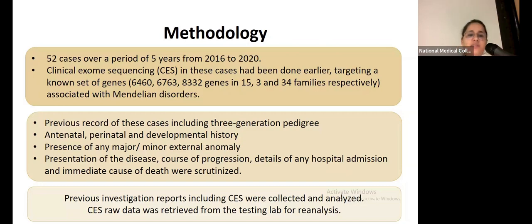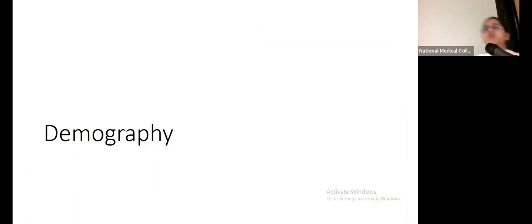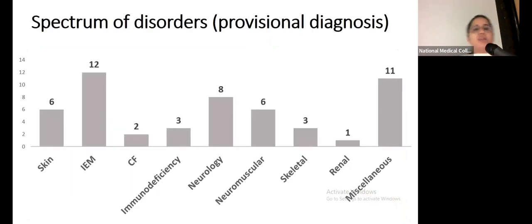We also looked at the previous investigation reports, if they were present, along with the clinical exome sequencing. They were collected and reanalyzed, and the lab was contacted to give us the raw data for reanalysis of this NGS data. So before we go on to representative cases, the demography that we saw in our patients was the spectrum of the disorders based upon the clinical presentation. From that, we made a partial diagnosis for all the cases.